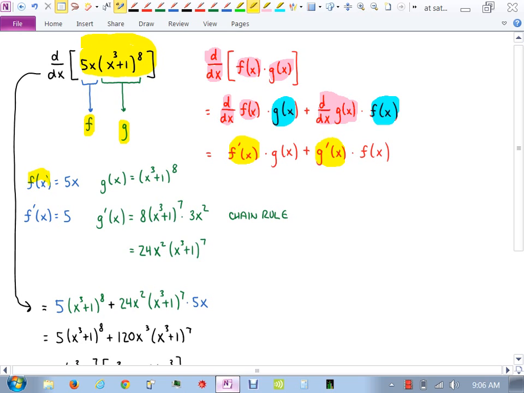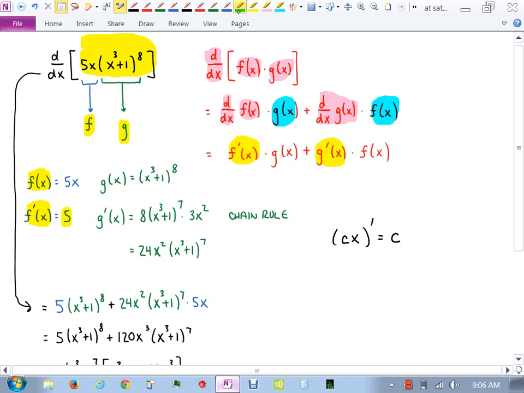So the first function, f of x. All right, here it is. Take the derivative. The derivative of 5x is just 5, and that's because, and I'll write it here on the side, if you have a constant times x, the derivative of that will always just be the constant. So that's why we just get the 5 there.